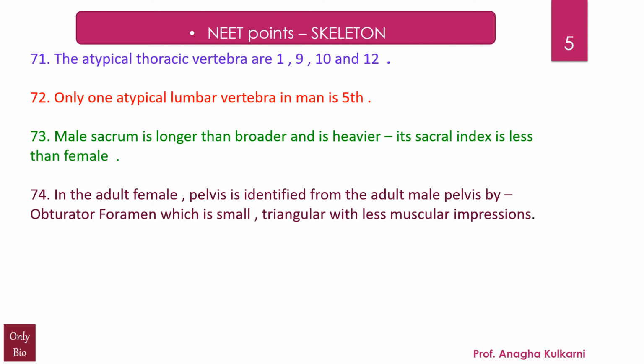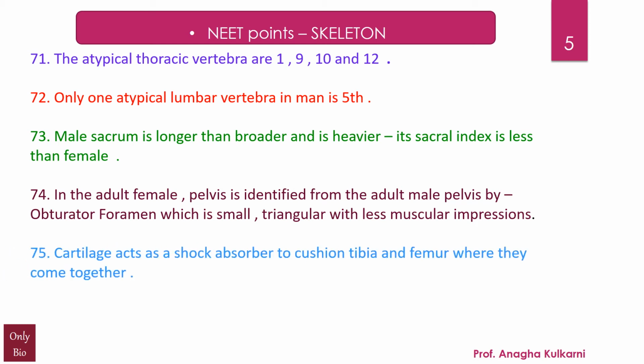Next, in the adult female, pelvis is identified from the adult male pelvis by the obturator foramen, which is small, triangular, with less muscular impressions. Next, cartilage acts as a shock absorber to cushion tibia and femur where they come together.